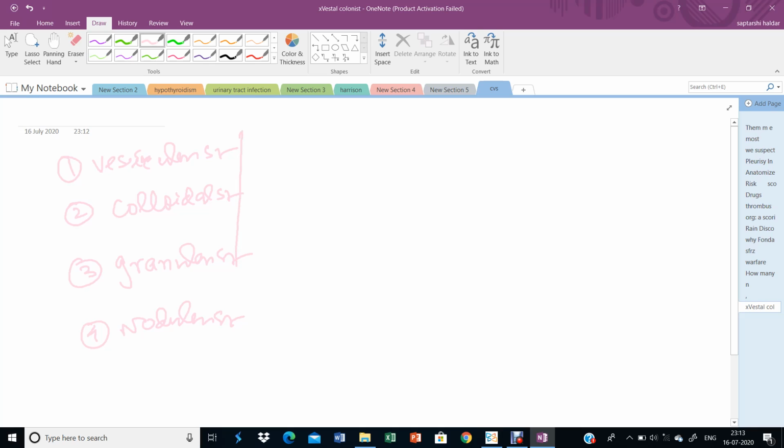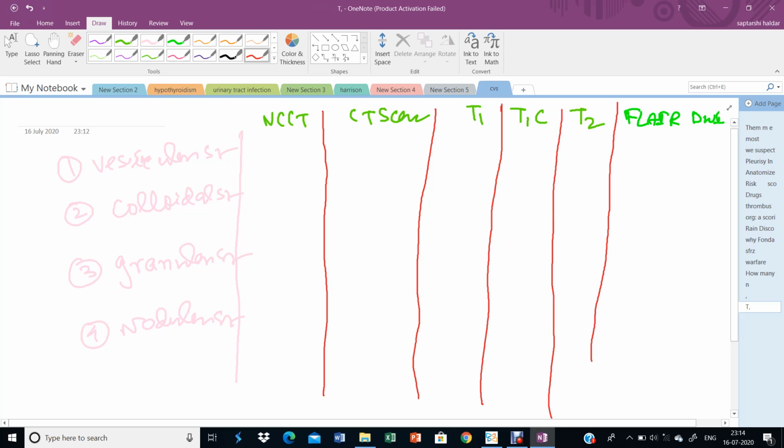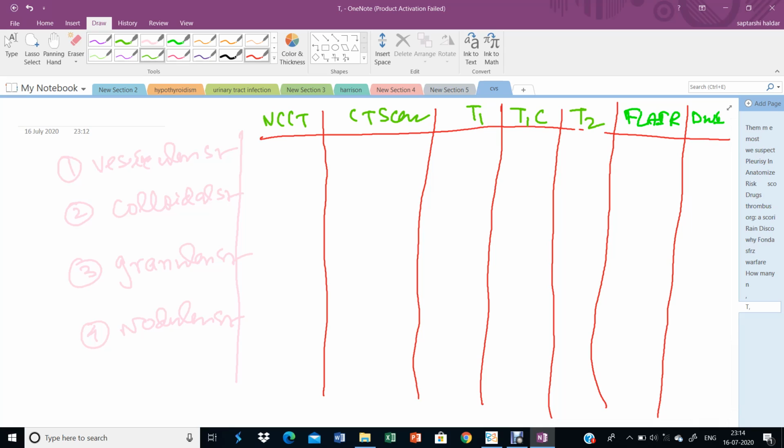What will I get if I divide this? First I will do the NC-CT scan, then we'll do the CT scan with contrast, then T1 contrast, T2, then what we mainly see is the FLAIR image, then last one DWI. We'll see what findings come in each plate, and these things are important to differentiate the stages of neurocysticercosis.